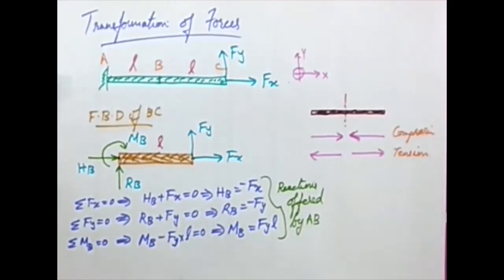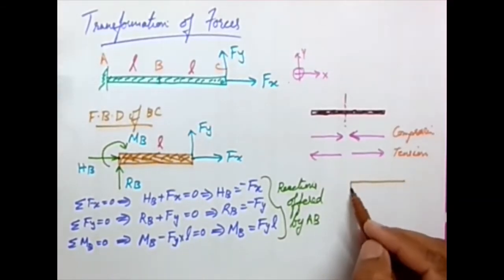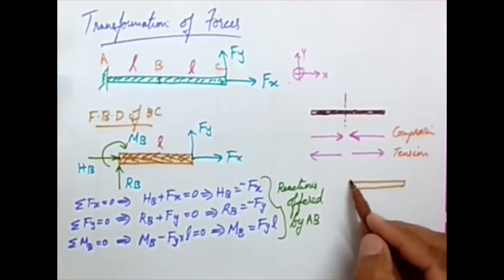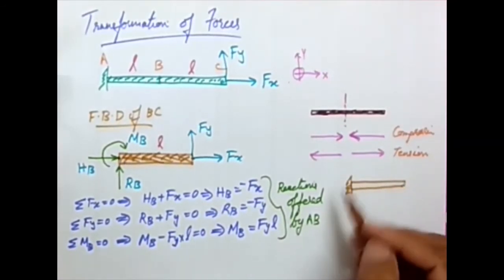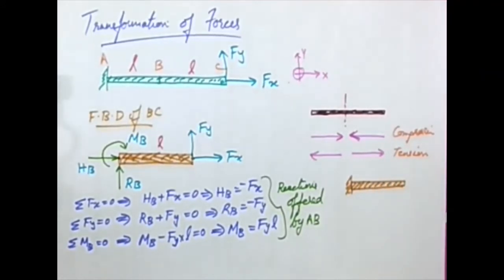If these are the reactions, what will be the actions on AB? Right? If these are the reactions exerted by AB, what will be the actions on AB? We can think about that also. So I'm trying to plot the free body diagram of AB. So I'm keeping it as fixed, or else I need to show the reaction. So instead of that, I'm putting it like this. So what will be the reactions? Sorry, what will be the actions?